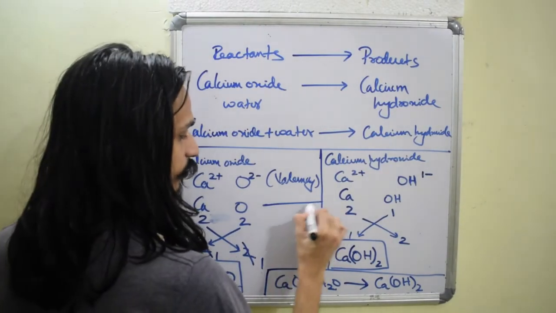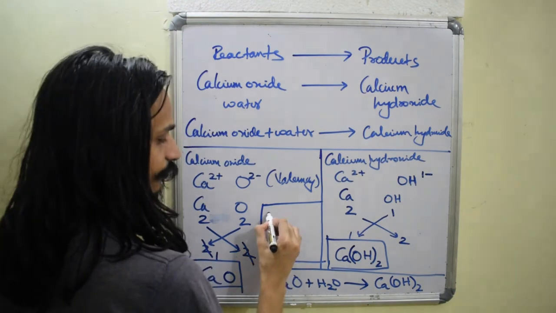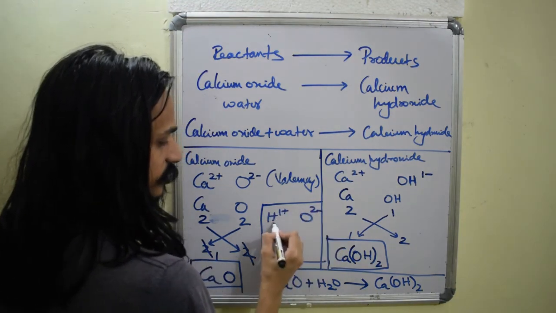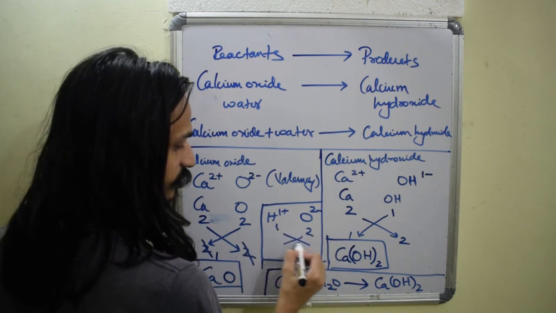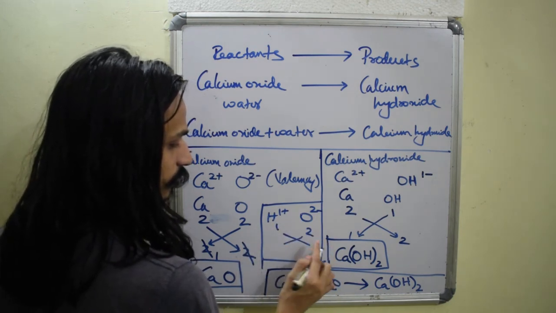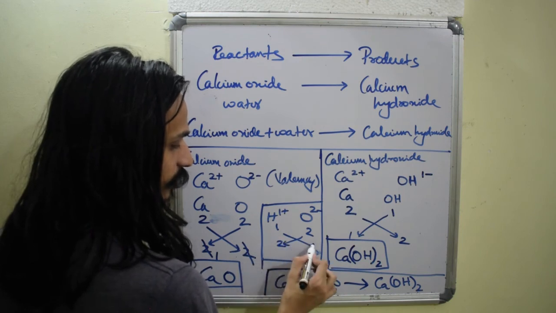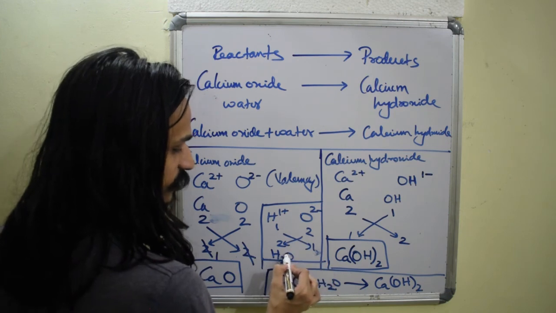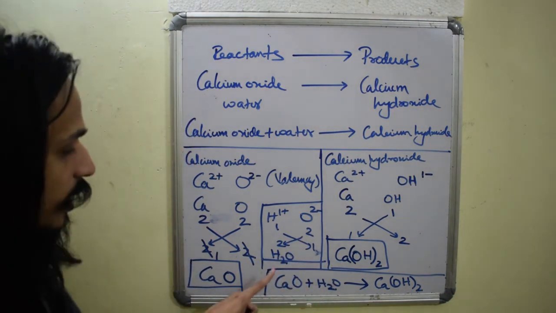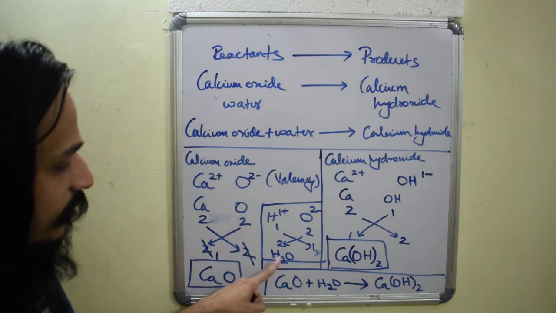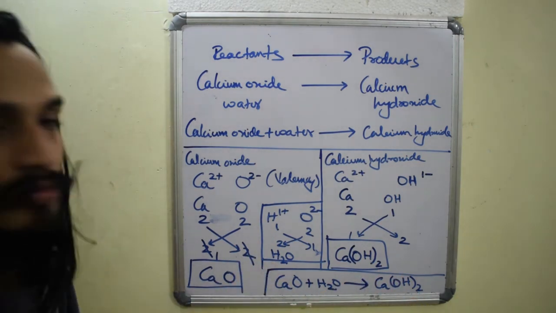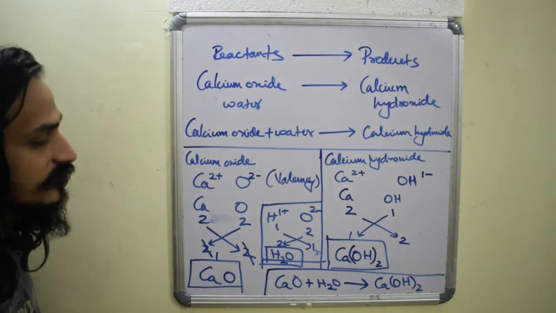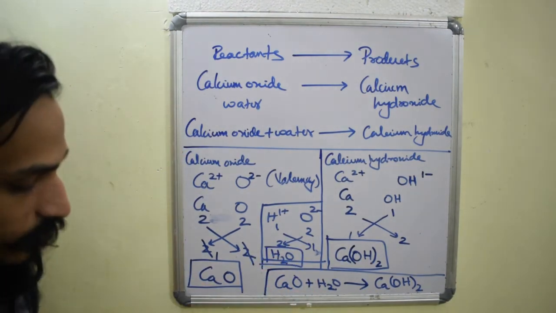To quickly do it for water, in case you are interested: H and O. H is 1 plus, O is 2 minus. Crisscross: 1 and 2 becomes 2, 1 and 2. So H gets 2 and O gets 1, so it's just O. Again, H is a single letter, so I don't need to put brackets. Cool. So these are the three chemicals in this. This is how we basically write an equation.